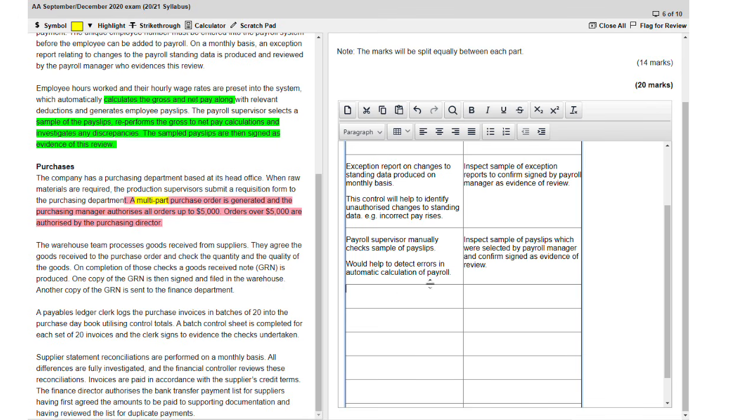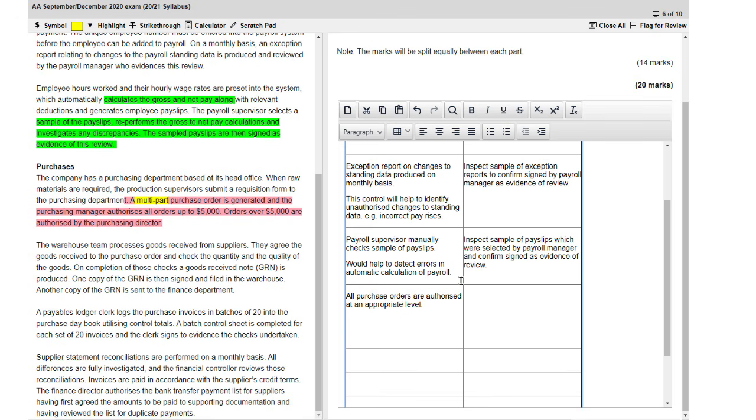But what we've noticed, isn't it, is that all purchase orders are authorized at an appropriate level. So all purchase orders are authorized at an appropriate level.